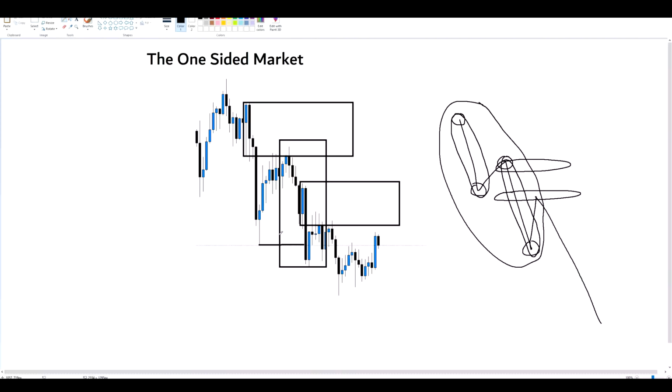Now, this is called the one-sided market, and the same rules apply to the demand zone. So if price is in an uptrend and demand is being followed rather than supply, you would follow the same rules.